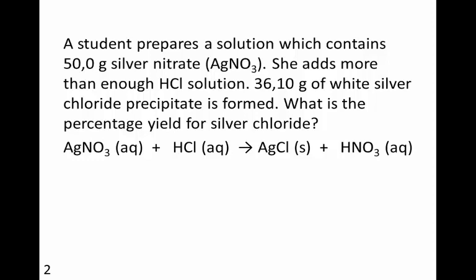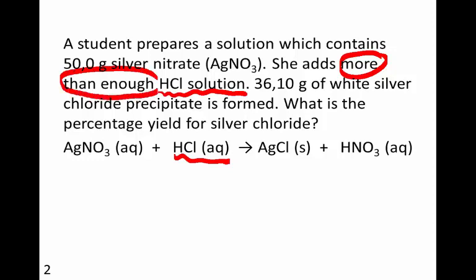Here we have another question about percentage yield. A student prepares a solution which contains 15 grams of silver nitrate. She adds more than enough hydrochloric acid solution. More than enough just means that it's not going to limit the reaction, so that the reaction can proceed completely.